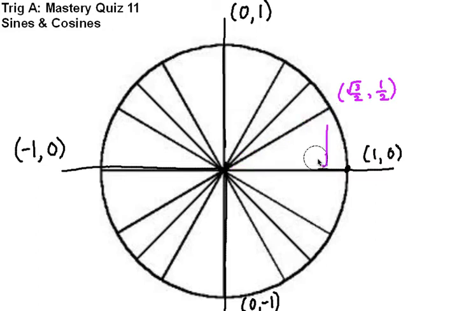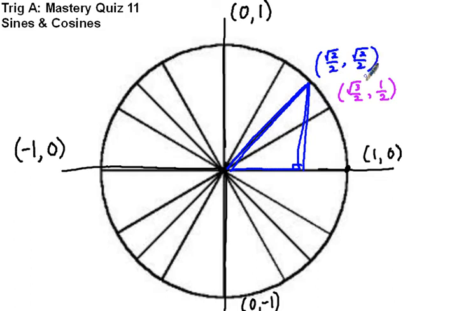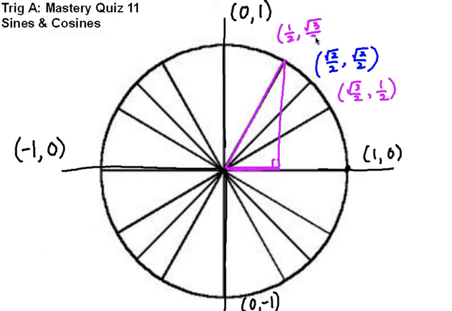Next triangle. This triangle is our 45, 45, 90 triangle. It's an isosceles triangle, which means that its two legs are the same. They are both root 2 over 2. The next triangle is again my 30, 60, 90 triangle. But where's the short side this time? The short side is on the x. So that's why this time the short side, the 1/2, is the x value.